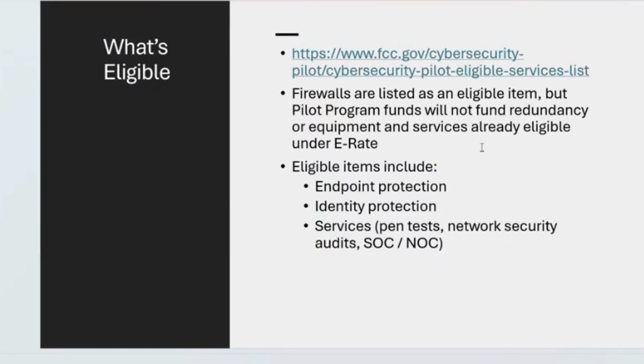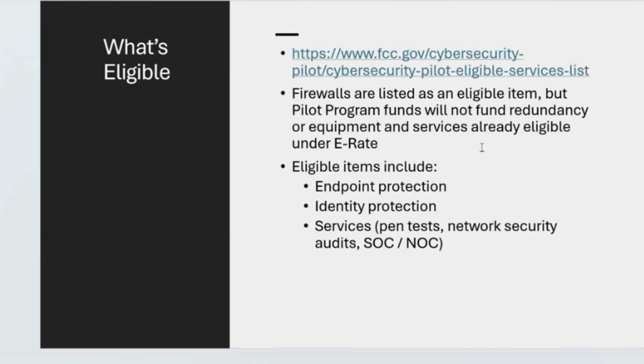So we've included a link here. It's the FCC's eligible services list. It's a pretty long list, which is good because, as I said, it's a very broad definition, a broad array of solutions that are included as eligible items. Some of those items include endpoint protection, identity protection, as well as services.